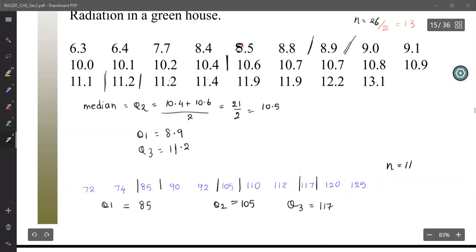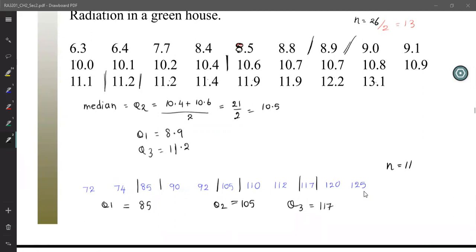So is it clear to all of you? How do you find the median and then the quartiles? Okay, whether it is an odd or even number of observations, you know now how to find it. Okay. Now again, think about the outliers. Suppose you have 2 different values. This 125 is, let's say, 195.